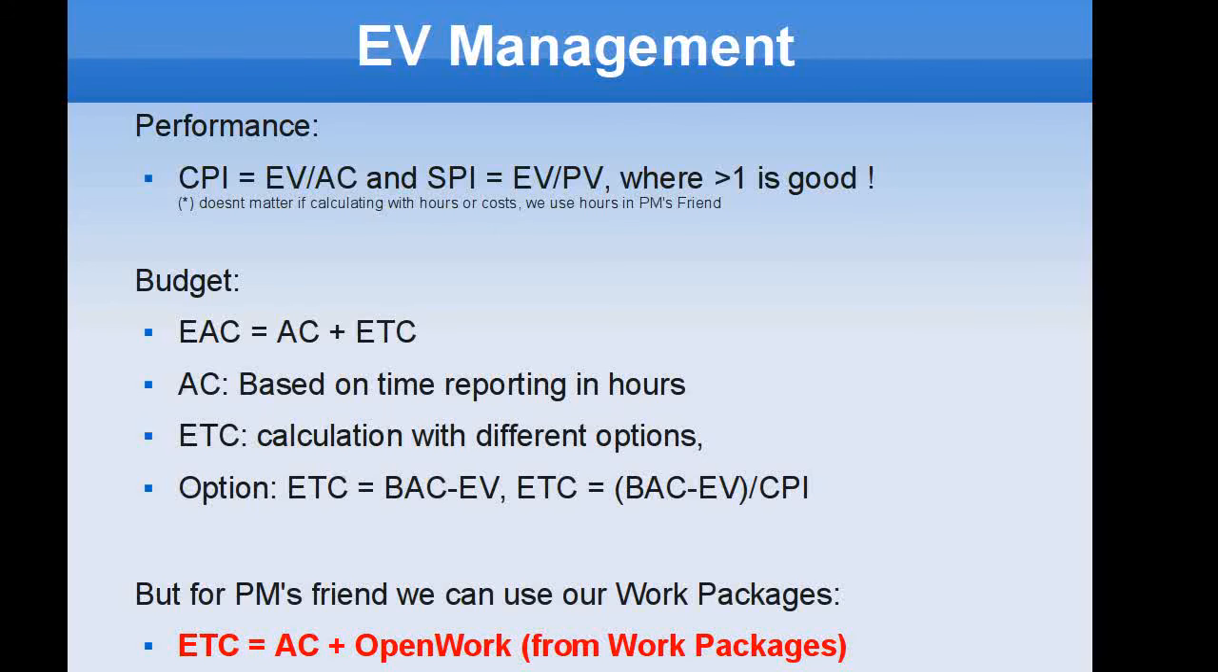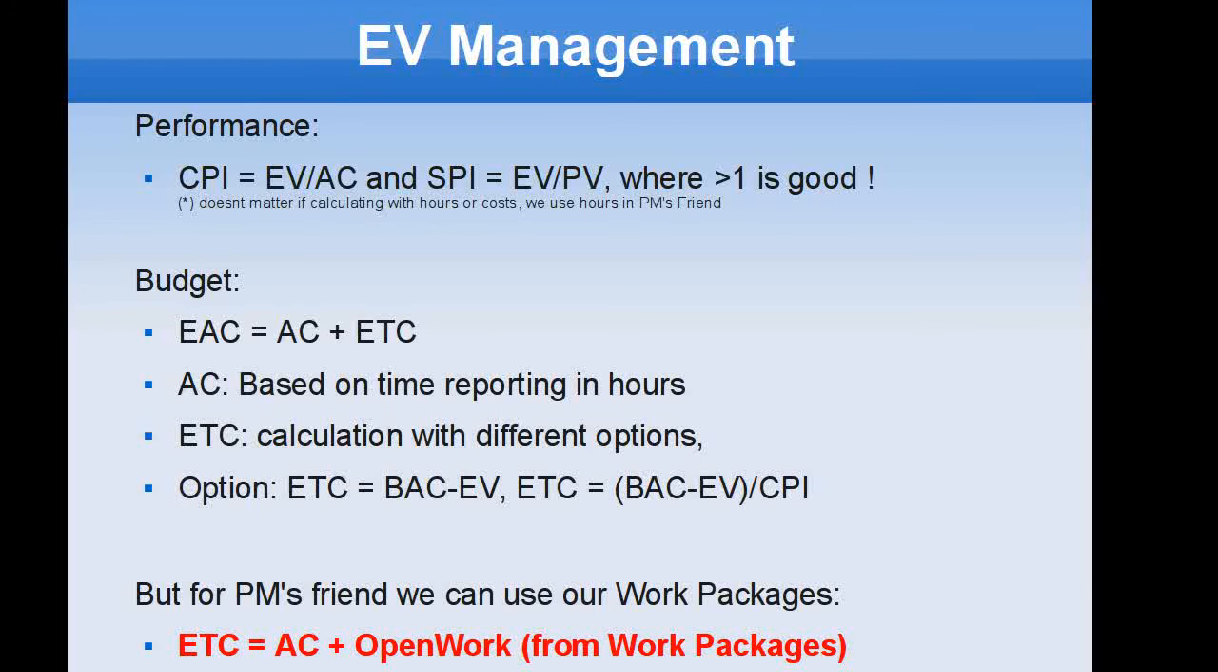The SPI, the Schedule Performance Index, equals earned value divided by planned value, where planned value is the amount of hours you planned to have spent at this point in time. If the SPI is bigger than 1, then you are ahead of schedule. If the CPI is bigger than 1, you can hope that your project will finish under budget.